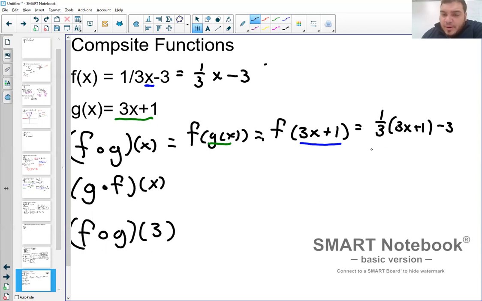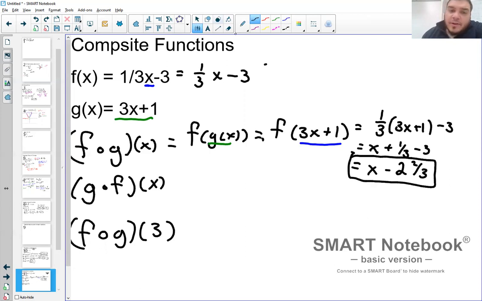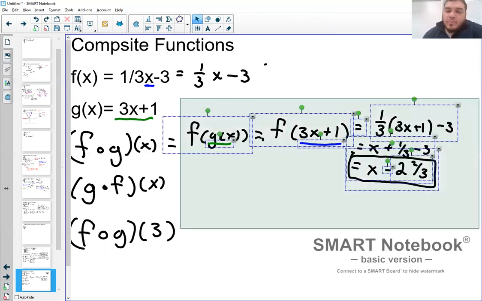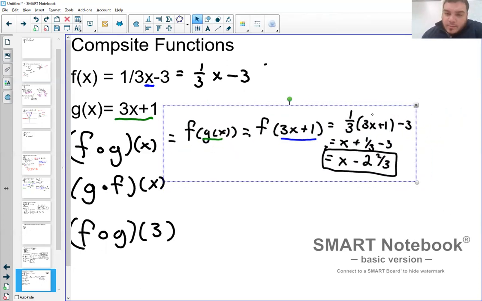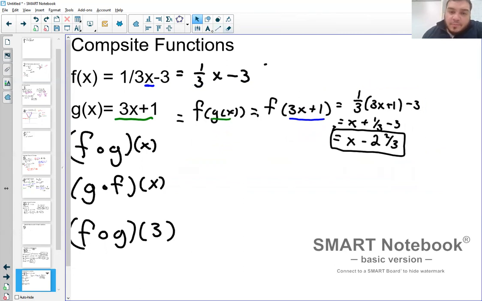Okay, let's distribute the 1/3. 1/3 times 3 is just x. 1/3 times 1 is plus 1/3, minus 3. You could change it to decimal if you're afraid of fractions, but you should be able to handle that. 1/3 minus 3 is going to be negative 2 and 2/3. Again, if you want to change that to decimal because you're afraid of fractions, totally fine. Okay, that's the first one.